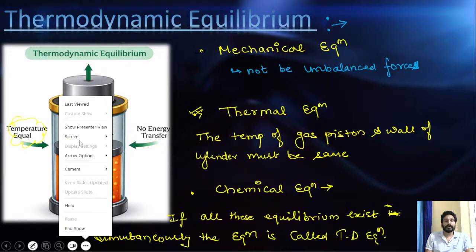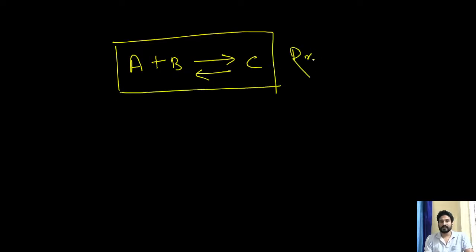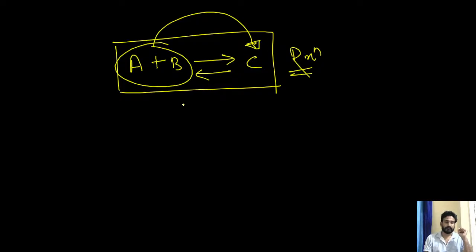See, what is the meaning of chemical equilibrium? Let's suppose any chemical reaction is going on. Let's suppose A plus B gives me C. This is my equation. Whatever reactant is converted into product, or, because it is a reversible reaction, whatever product is converted into reactant, this process is basically completed now.